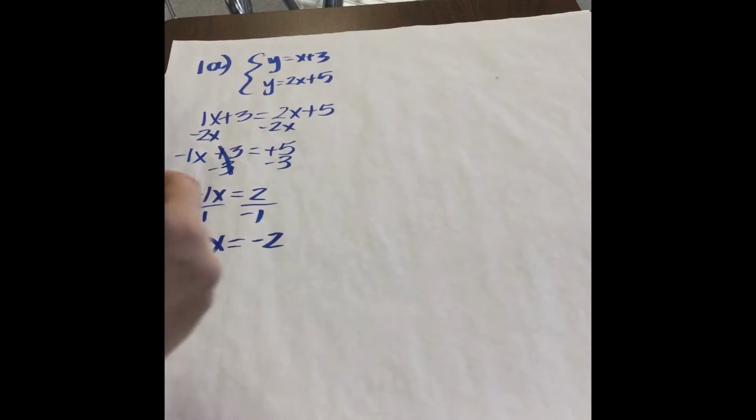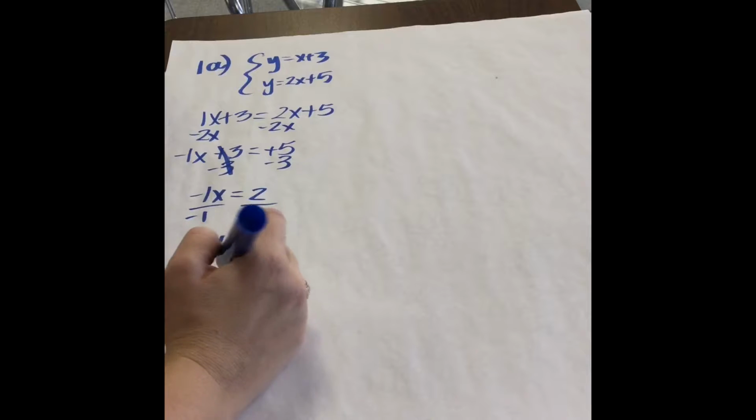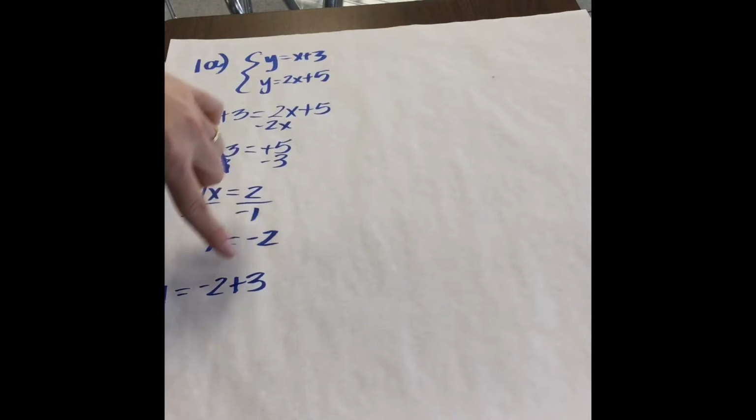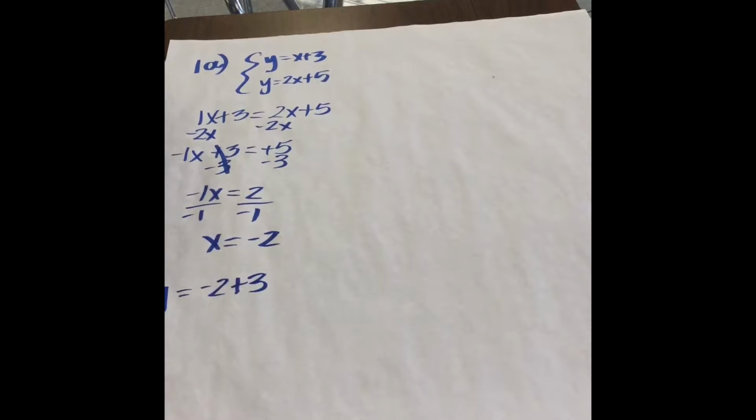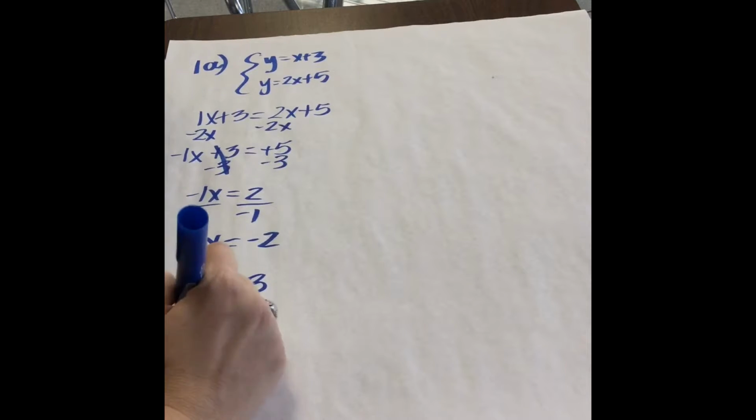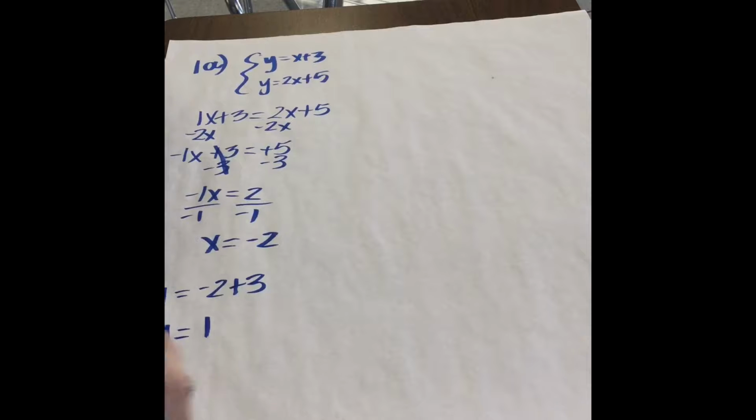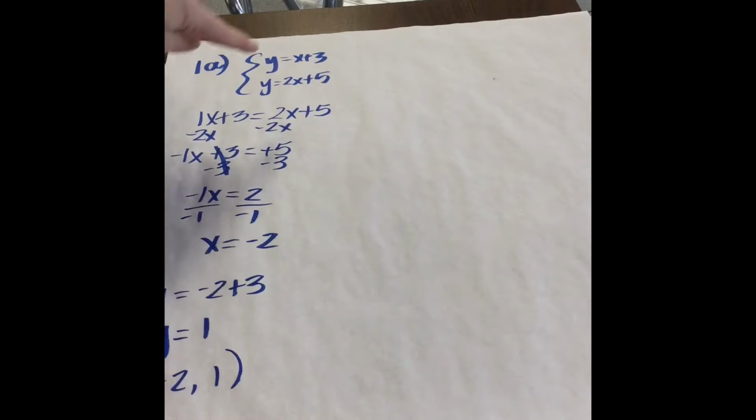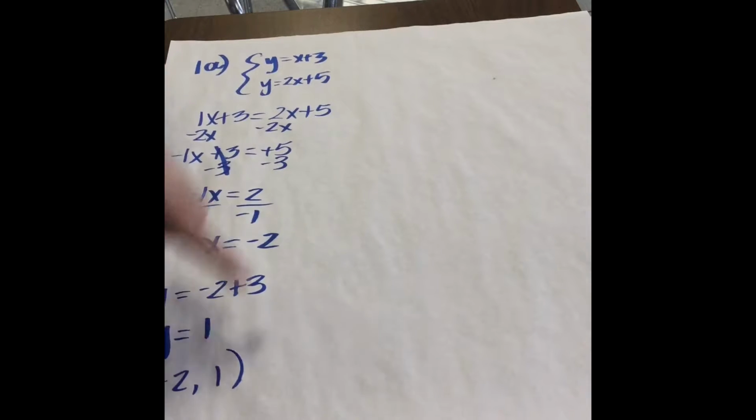I'm going to choose the top one. It's your choice. So that would be negative 2 plus 3, because x plus 3 becomes negative 2 plus 3. Negative 2 plus 3, well, that's 1. So y equals 1. So my solution is negative 2, 1. And I can check my work, take this x value, plug it in, this y value, plug it in. And if it's correct, I should get a true statement.